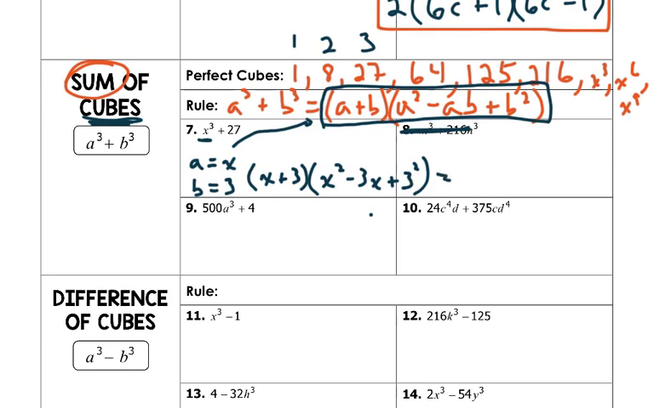All right, so we need to simplify it. This part right here, this is not simplified yet. We need that to be a 9. So we'll just go ahead and rewrite it as x plus 3 times x squared minus 3x plus 9. Again, I'm sorry for the sloppy writing. Doing the best I can with what I got right now.